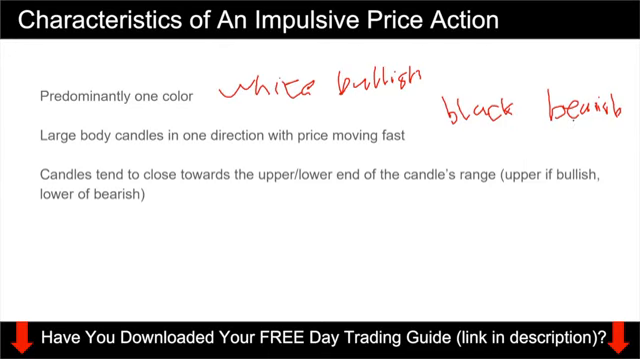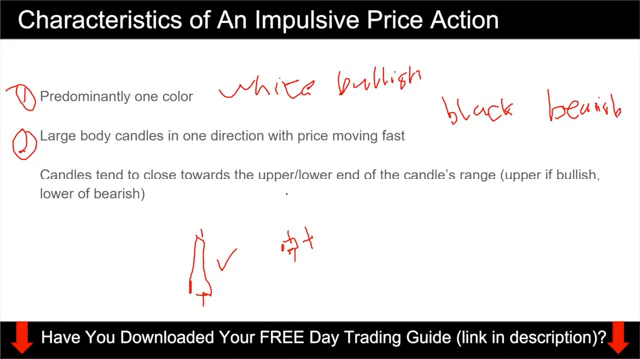This is the first characteristic, but that's not all. You need to have these other characteristics as well. You also want to see a large body candle in one direction. What do I mean by large body candle? Meaning that you have this kind of candles. These are the kind of candles that you want to see. You do not want to see doji candles, or this kind. You want to see big body candles. Don't worry, I'll show you in the live charts to help solidify your understanding. But you want to see large body candles in one direction with price moving fast.